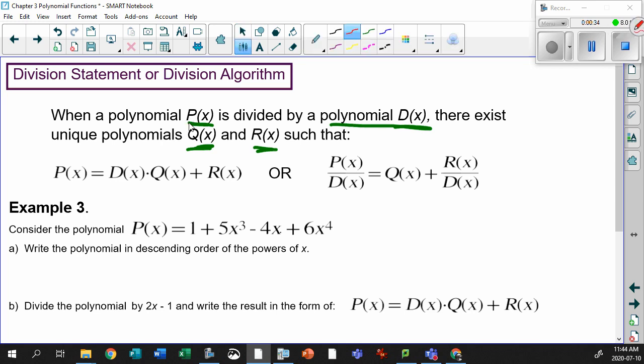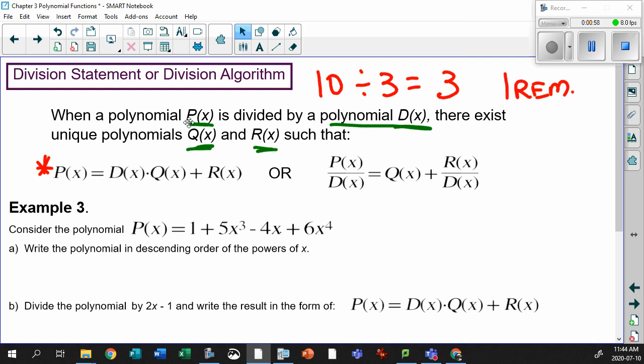Okay, watch. Really, really simple. Take a look at something like this. Case in point, what if we had something like 10 divided by 3? So I'm going to take 10 and divide it by 3. You know and I know 3 goes into 10 three times, but there's also one remainder. Okay, so what is the division statement trying to tell us here?